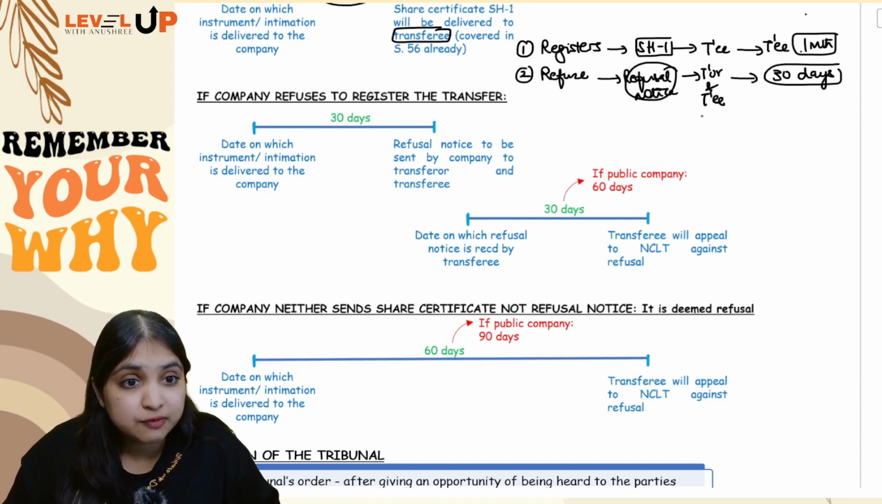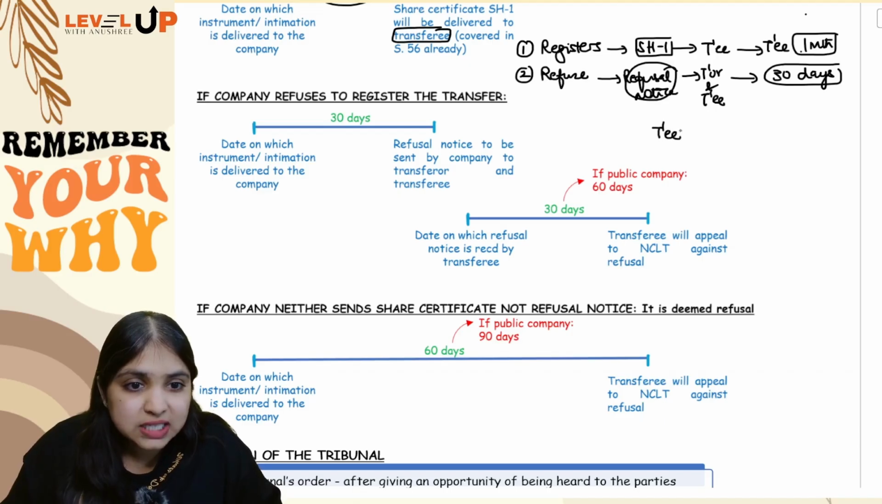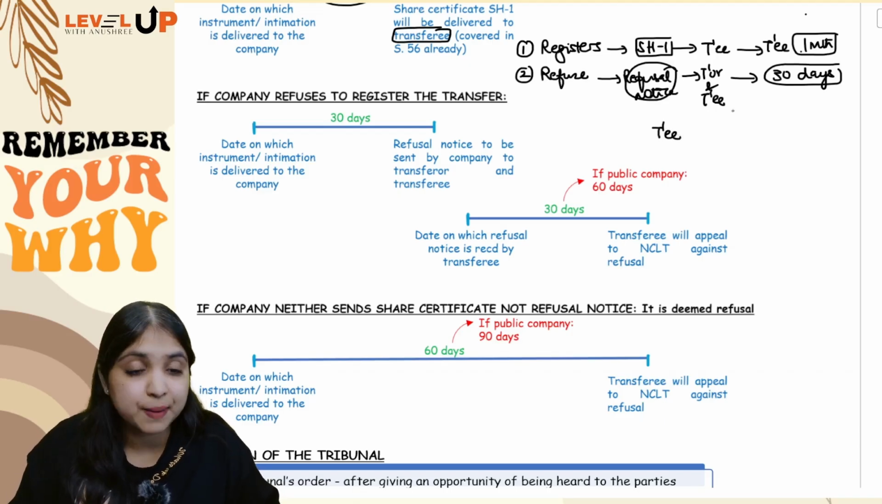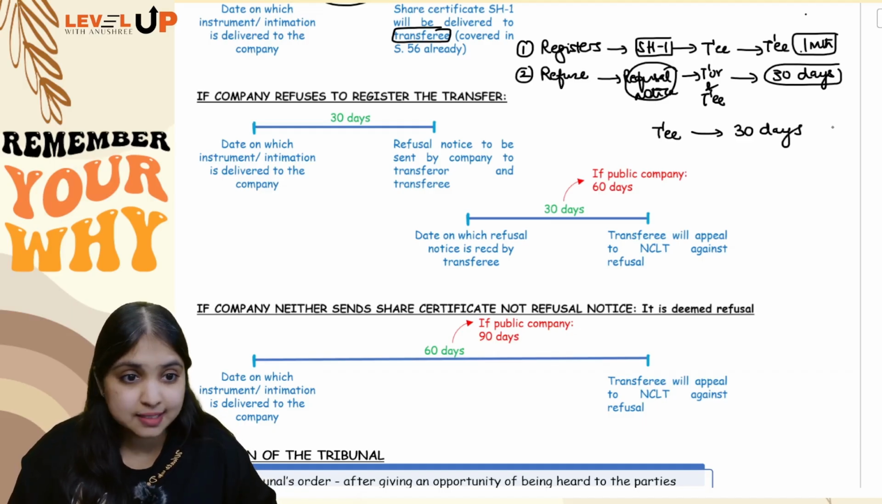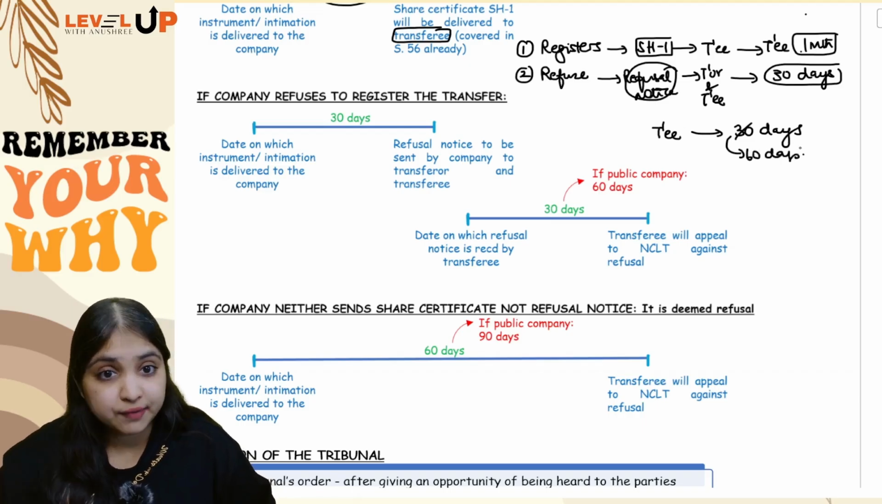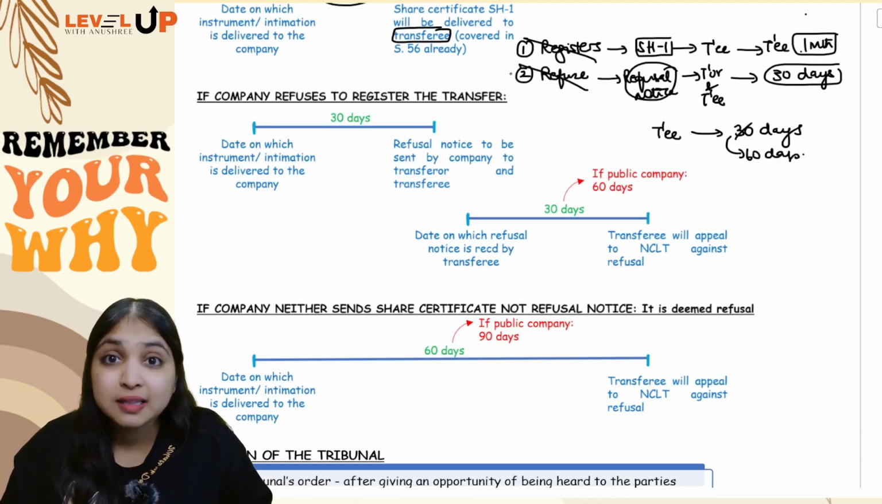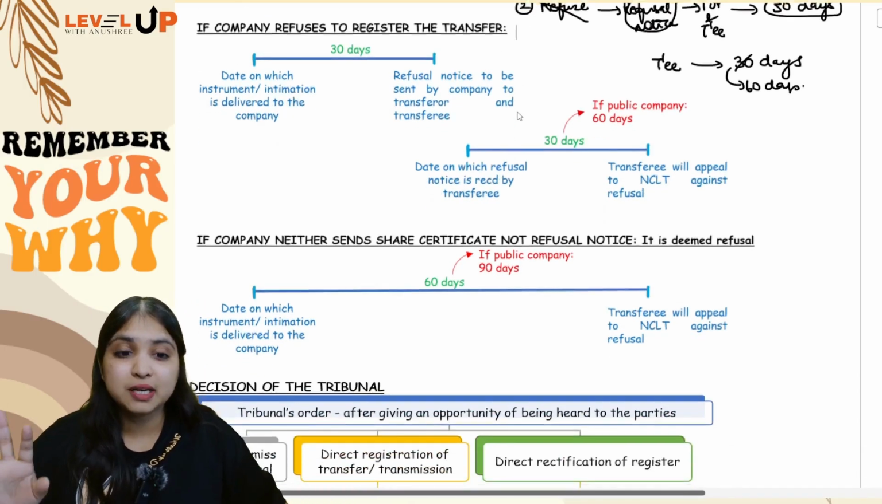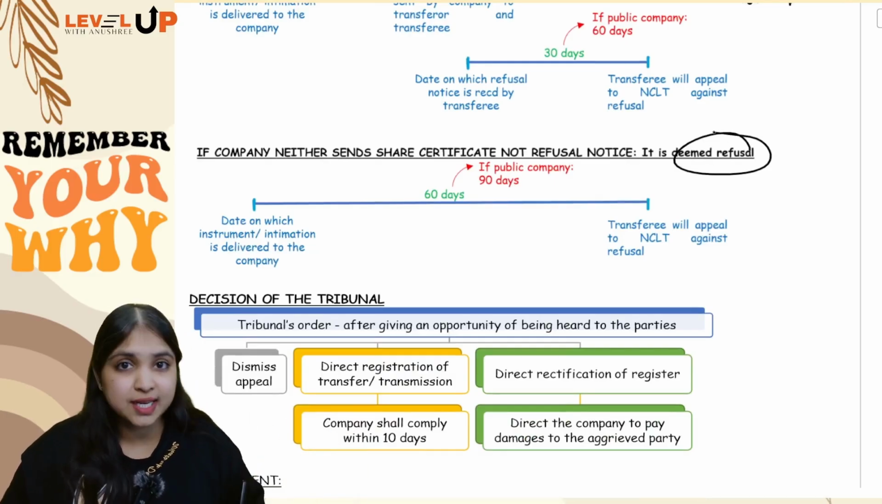Once the company sends a refusal notice, who can appeal? The transferor can't appeal. Only the transferee can appeal, because he is the aggrieved party, and the transferee has to appeal within the next 30 days before the NCLT. If it's a public company, 30 days will be read as 60 days. But what if the company neither registered the transfer nor sent a refusal notice? Then it will be deemed refusal. We will assume as if the company has refused, and the transferee can file an appeal.